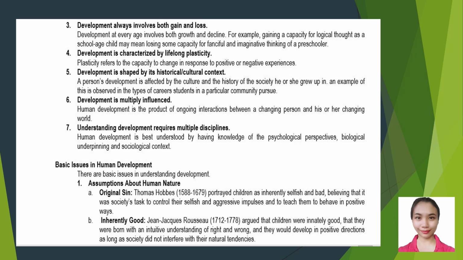selfish and aggressive impulses and to teach them to behave in positive ways. So original sin, class, means that children are genetically bad. According to original sin, some children are genetically bad. They believe that society has a big impact to change someone's development. When the children are engaged in society, a great impact will change his or her behavior. So this is from being bad to good.